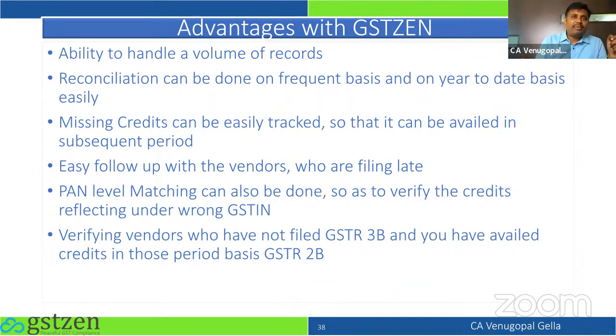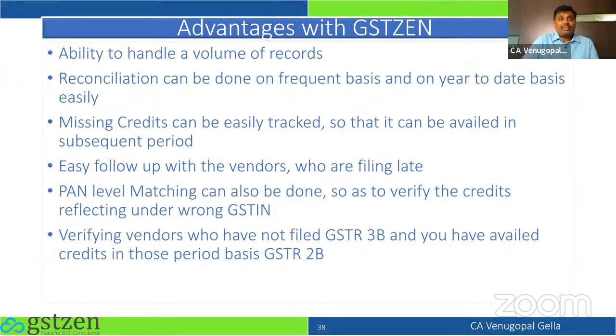Currently, you might be happy using a VLOOKUP, pivot table and matching it. But if you have to do it frequently every day, then it is going to become a challenge. Reconciliation can be done more frequently. You don't need to wait a month. If a credit is missing, you can track it easily. Every month you can see how much I have availed, how much is to be availed.